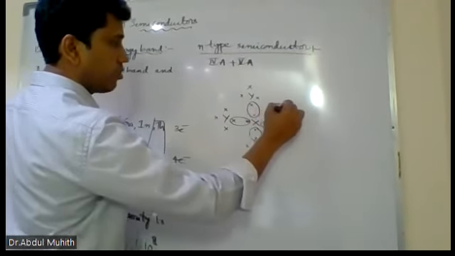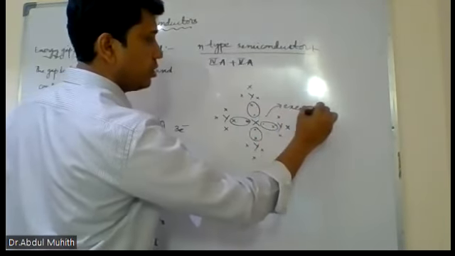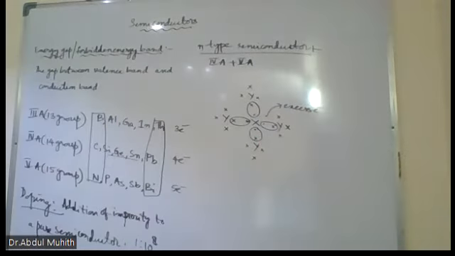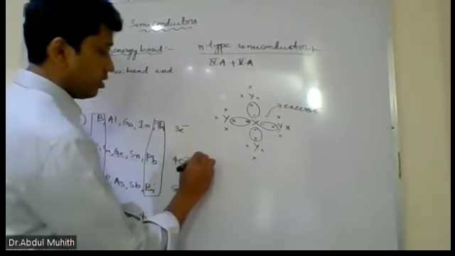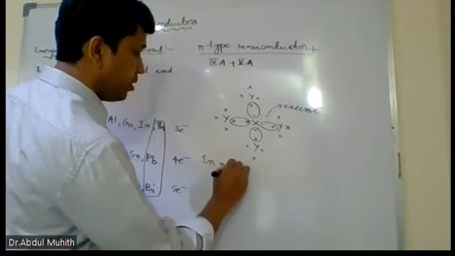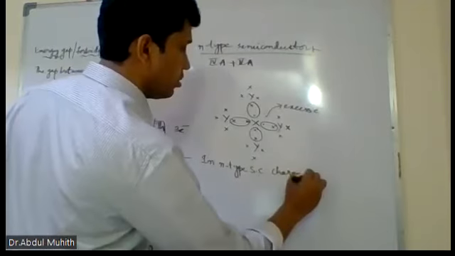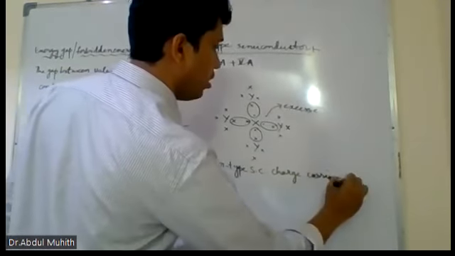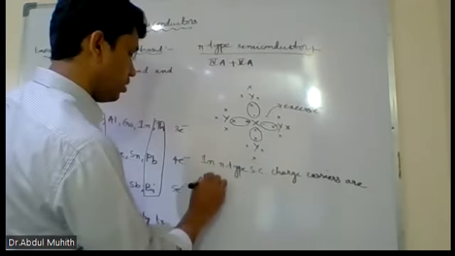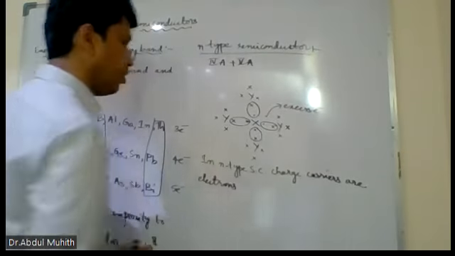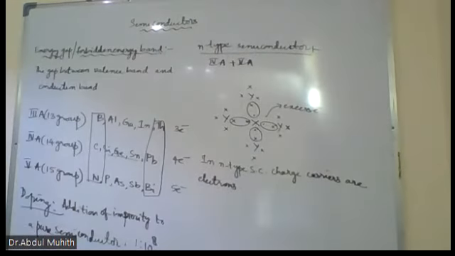Now this is the excess electron. This excess electron will give rise to an excess charge carrier, so that forms an n-type semiconductor. Means for every combination we have 1 electron. So in an n-type semiconductor, charge carriers are electrons. Is that clear now? In an n-type semiconductor, charge carriers are electrons.